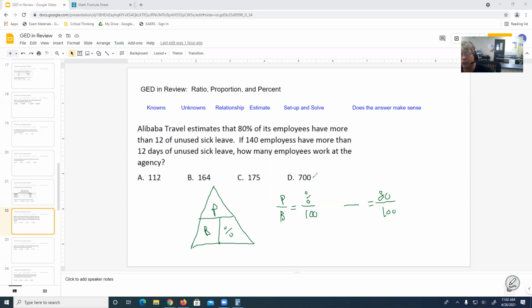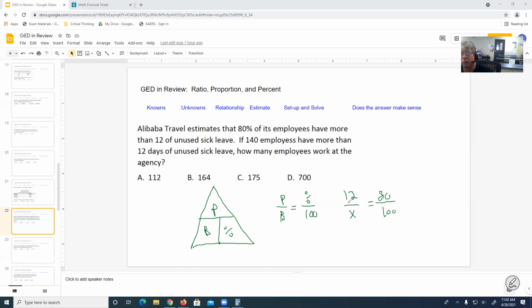And then the other thing is we got this 140 employees. And then our unknown is how many employees work at the agency. Well, it looks like what's missing is the whole amount of employees, or the original amount of employees. So I don't know this part here, so we can use the letter X for that. The 140 employees is the part that actually has more than 12 unused sick days. So if I can read that and put that together, that 12 kind of goes there.